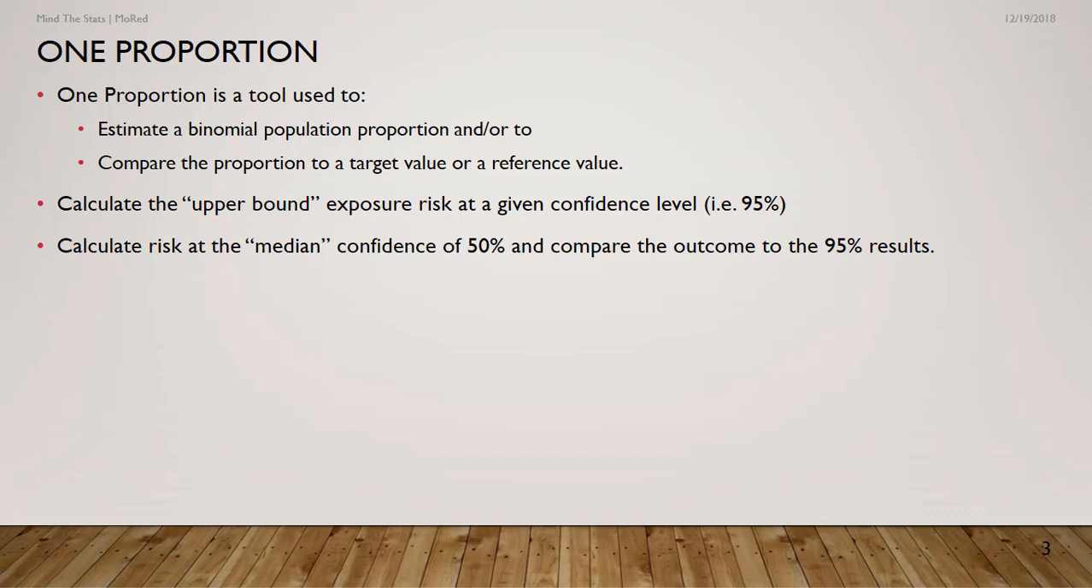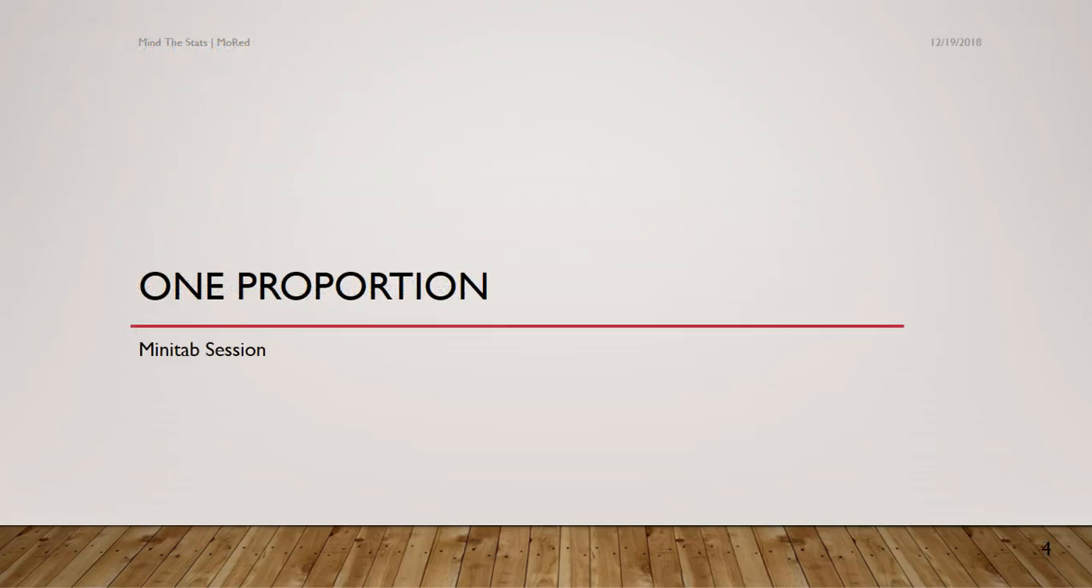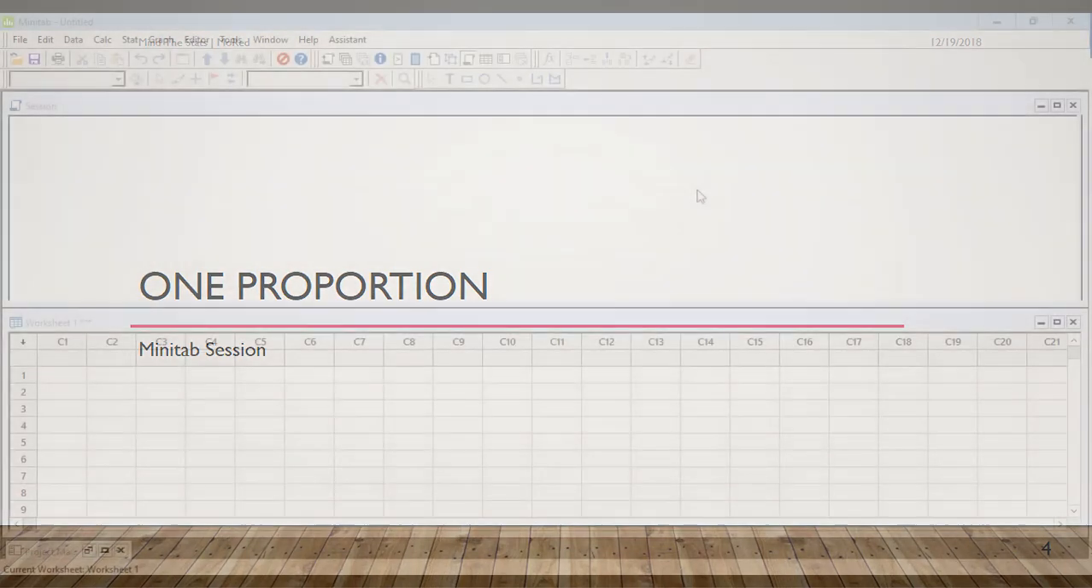50% confidence is sometimes referred to as the median level and is sometimes preferred. The reason is that the resulting estimate has the same chance of being under or over the true rate. Finally, we'll explore the effect of sample size and confidence level on our estimates. This is how we do it in Minitab.